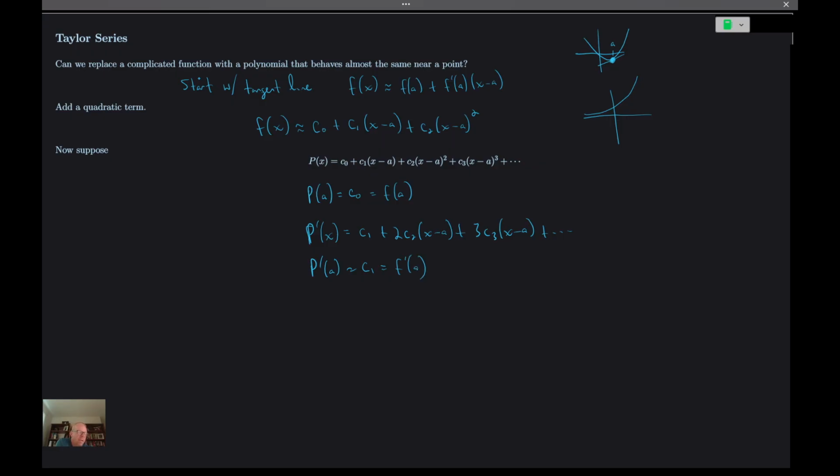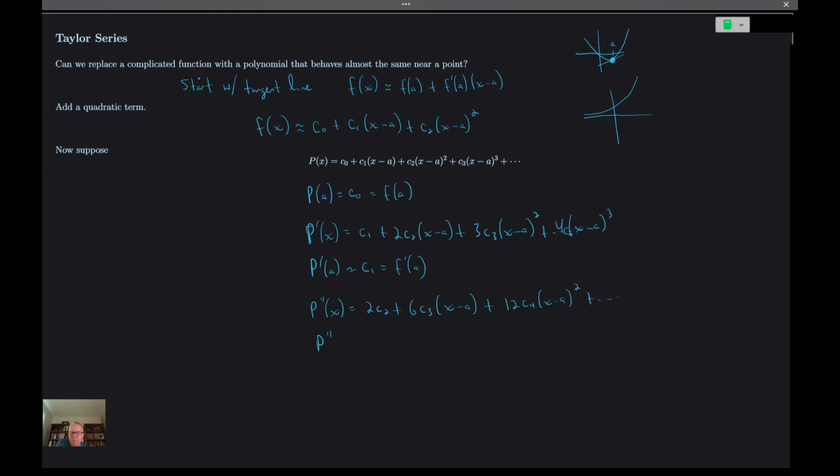Now, you might be thinking that c2 will be f double prime of a, c3 will be f triple prime of a, but that's not the case. So let's take the derivative again. c1 goes away when we take the derivative. This term becomes 2c2. Forgot about the square. Now, this term would be 6c3 times x minus a. If we want to go to the next one, here we'd have 4c4 times x minus a to the third, so that would become 12c4 times x minus a squared, and so on.